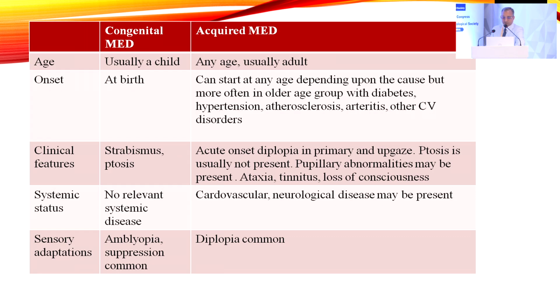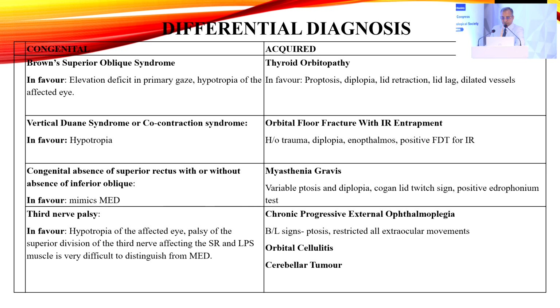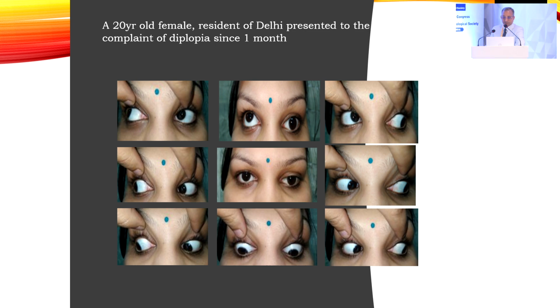onset since birth, and secondly presence of strabismus and ptosis are the features of congenital MED, while acute onset diplopia in primary gaze and upgaze is seen in acquired MED, and ptosis is usually not a classical feature of acquired MED. Investigations are systemic workup, thyroid profile, X-ray, CT, MRI, USG. These are the various differential diagnoses for congenital and acquired MED.